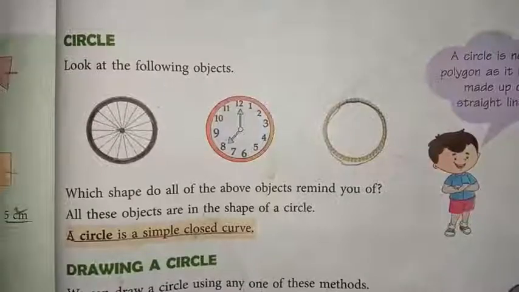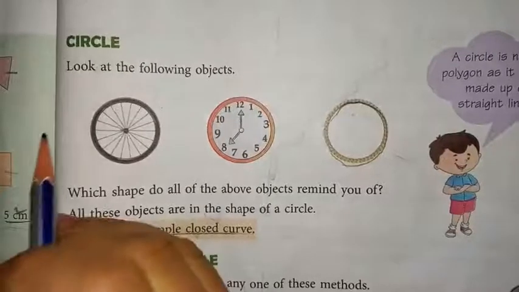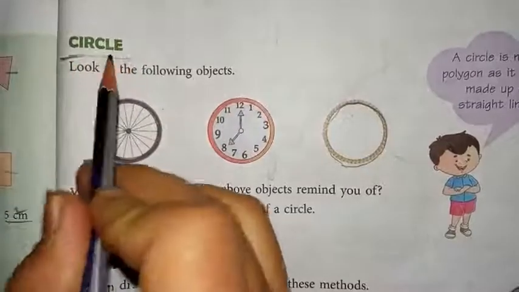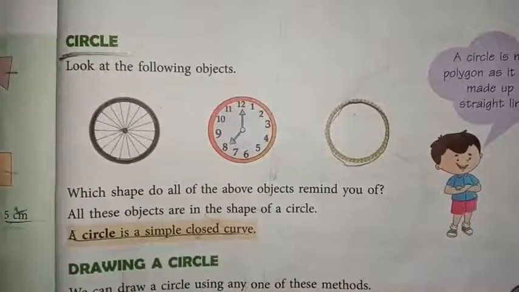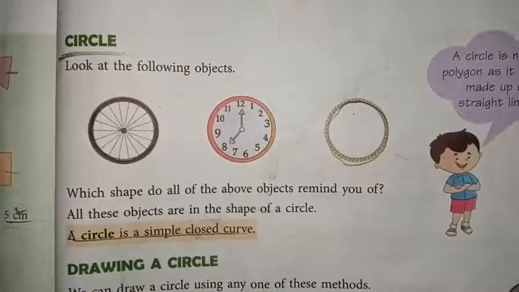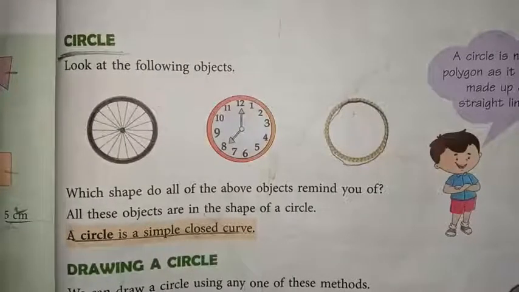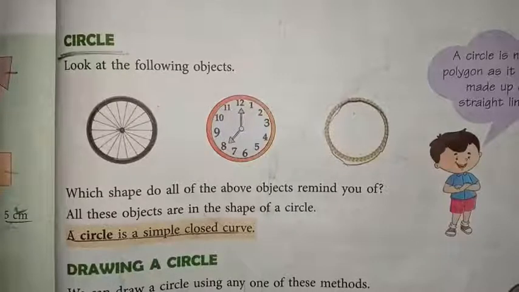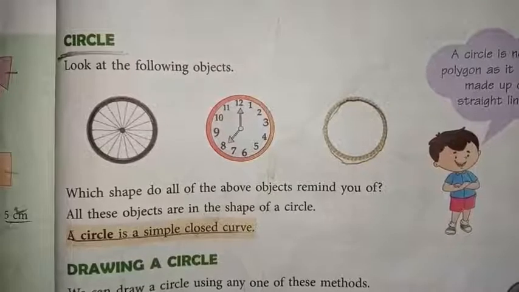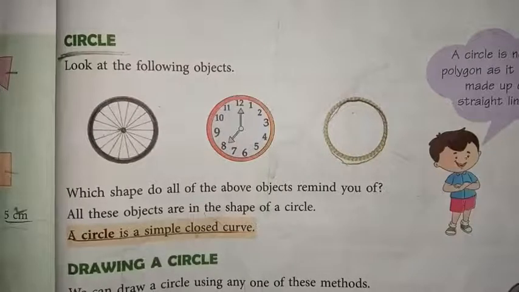So here we have the next term called circle. This will be the last and very important topic of the chapter. We will learn how to draw a circle and what the different things present in a circle are. What is radius, what is chord, what is circumference. Those are all things we are going to learn in this video. Please watch the video carefully and try to clear your doubts.